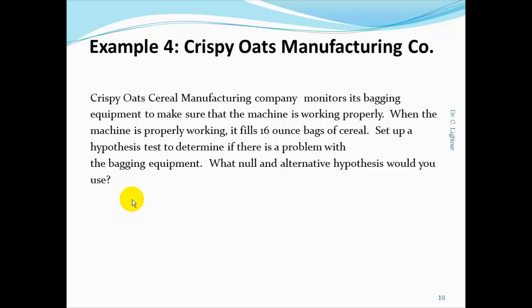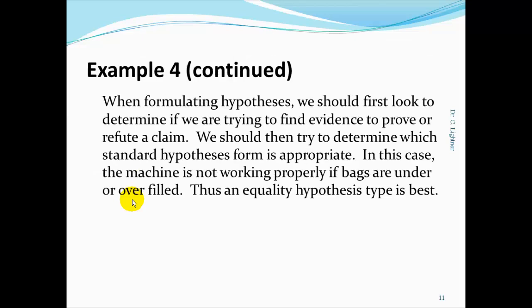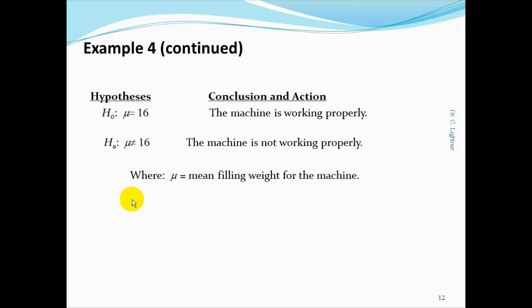For this example, the machine is working properly if it fills bags with 16 ounces. If it overfills the bags or underfills the bags, we would consider the machine not working properly. Therefore, in this case, this is an equality hypothesis test. With an equality hypothesis test, we don't have a choice. Our null hypothesis has to be an equality.